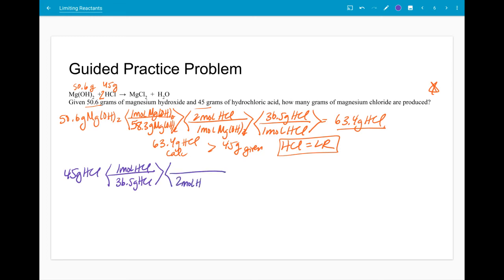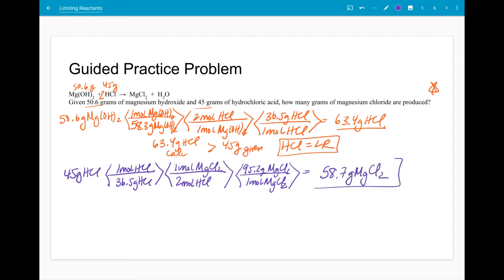There are 2 moles of HCl per 1 mole MgCl2, and then 1 mole MgCl2 is equal to 95.2 grams MgCl2. So I found that to be 58.7 grams of magnesium chloride.